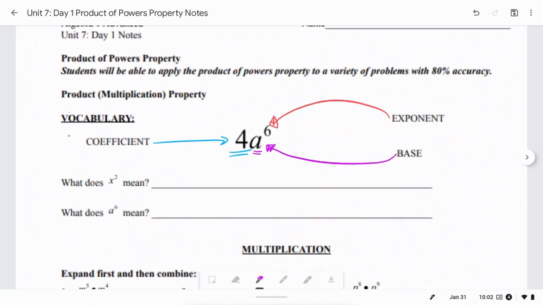So what does an exponent mean? When we raise something to a power, like x squared, for example, that's telling us to take x and multiply it by itself twice. So x squared is the same thing as x times x. It's not 2x. It's not 2 times x. It's x times x. And that's a very common mistake that people make with exponents. So then a to the 6 would be multiplying a by itself 6 times. So a times a times a times a times a times a.